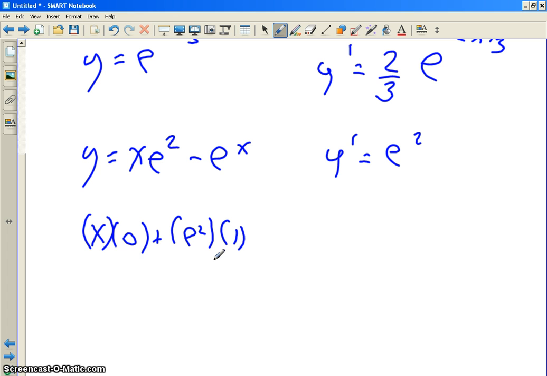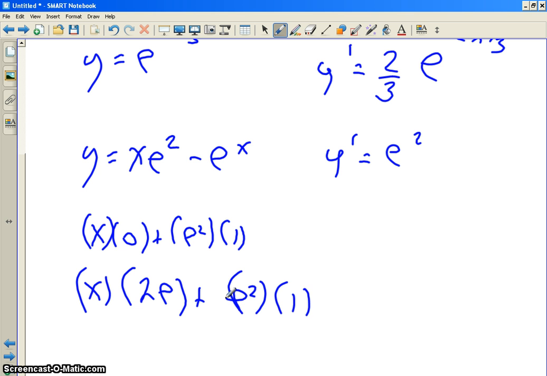The problem is when people do the product rule on this, they treat this as if it's not a constant. They do crazy stuff like first times the derivative of the second plus the second times the derivative of the first, and get something really weird. Wrong. So I wouldn't do product rule in stuff like this. That's silly. All right, so e squared minus what?